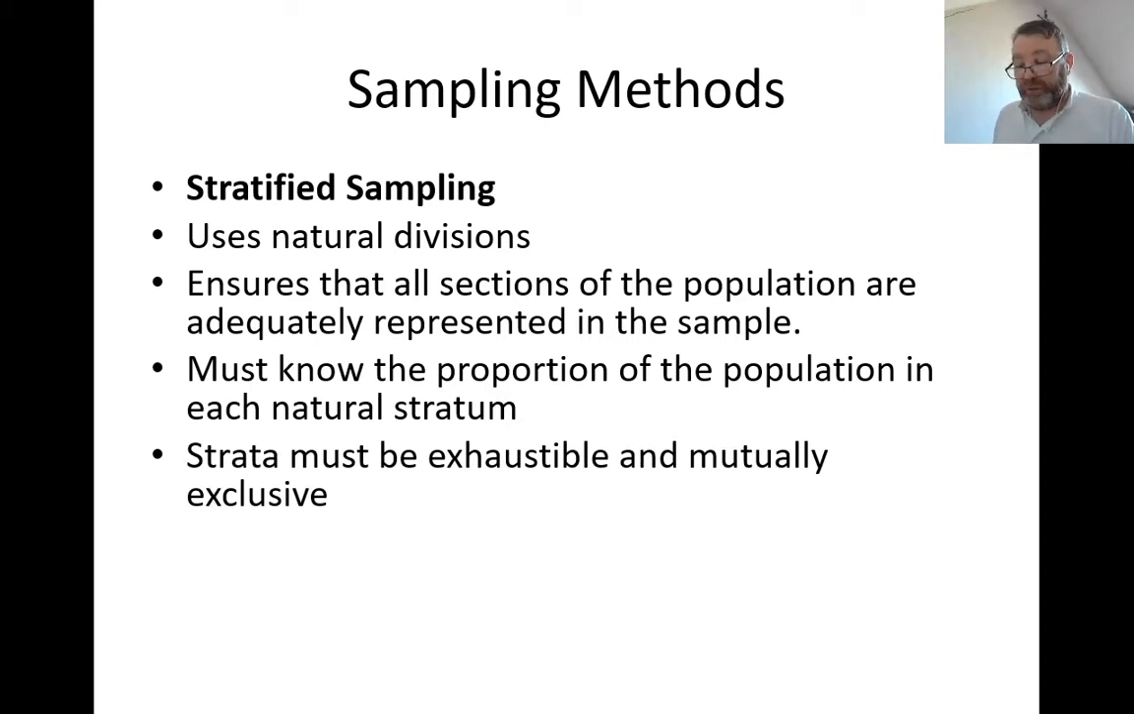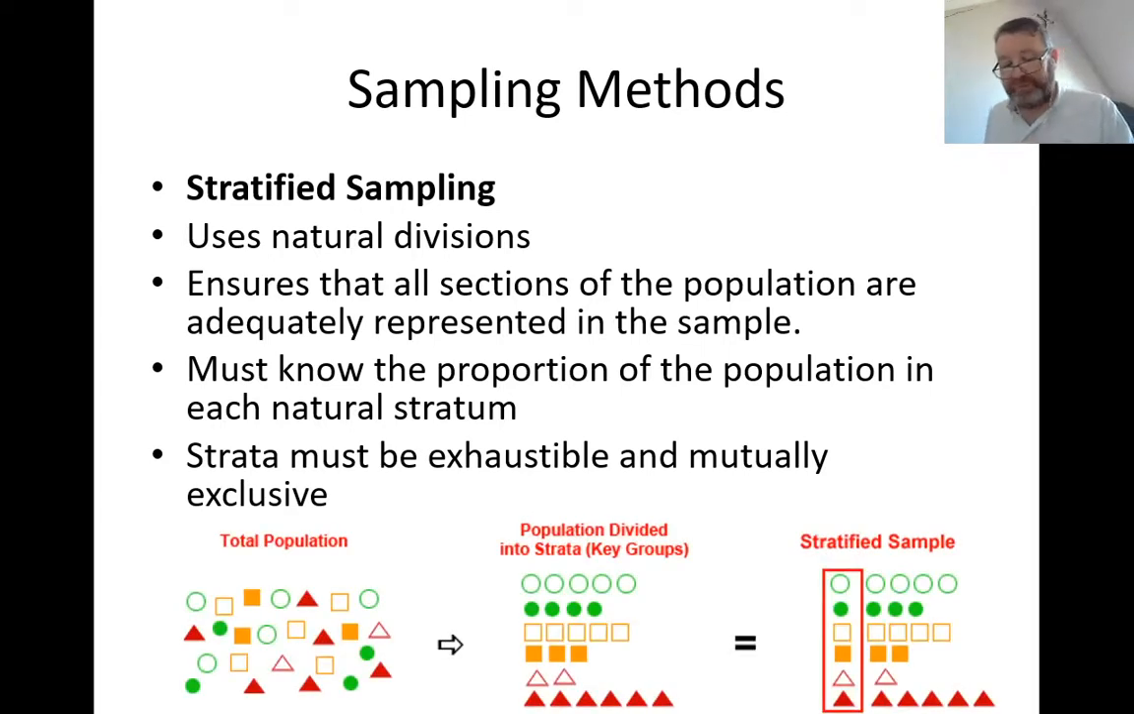Strata must be exhaustive and mutually exclusive. Now, men and women, see? Mutually exclusive. You can't be in both selections. You're one or the other. Simple as that. You have under 4 years of age, over 4 years of age. And again, what have you got? You've got strata that are mutually exclusive. So that eliminates the chance of being chosen twice. So there's an example. There's your total population. You've got white circles. You've got orange squares.